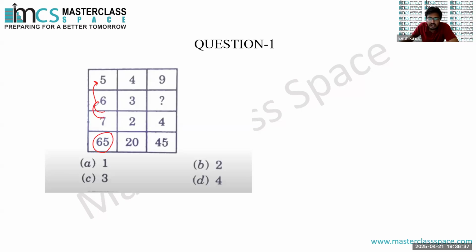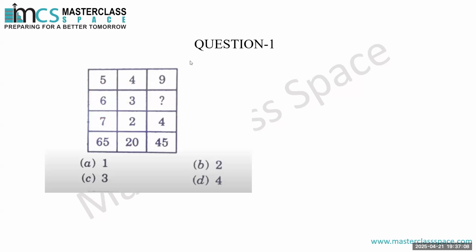6 plus 7 is 13, 13 into 5 is 65. Similarly, 3 plus 2 is 5, and 5 into 4 is 20. So the logic is working two times. So here also, a number plus 4, into 9 must be 45. So that number must be 1, because 5 into 9 is 45. So 1 plus 4 is 5. The number is 1. Correct, whoever said 1 got it right. All of you understood this? Yes, sir.